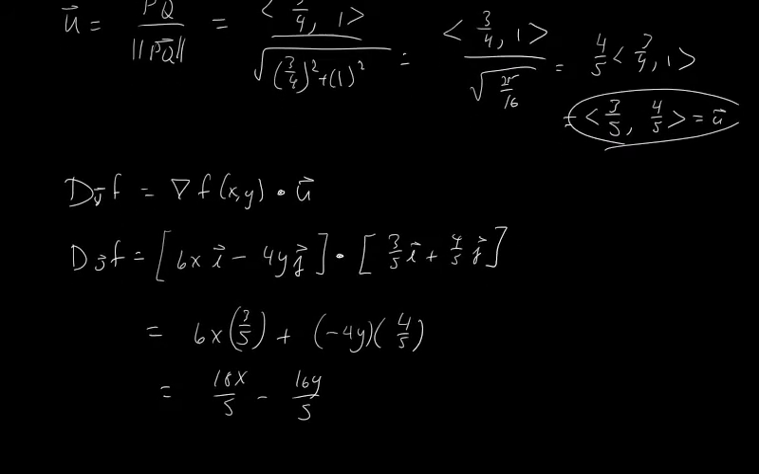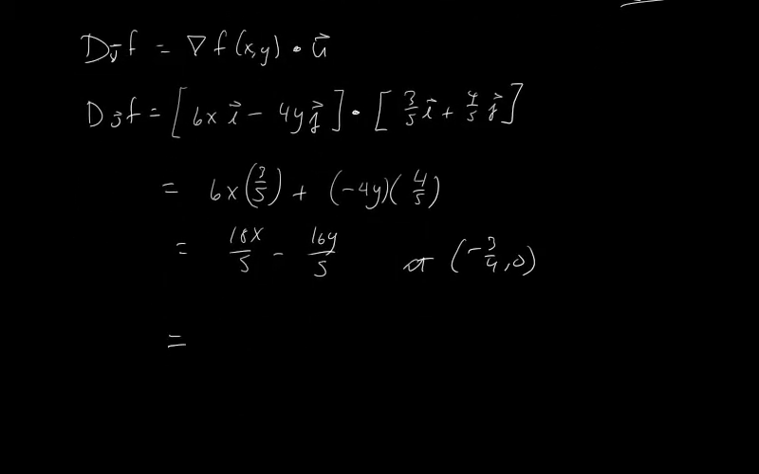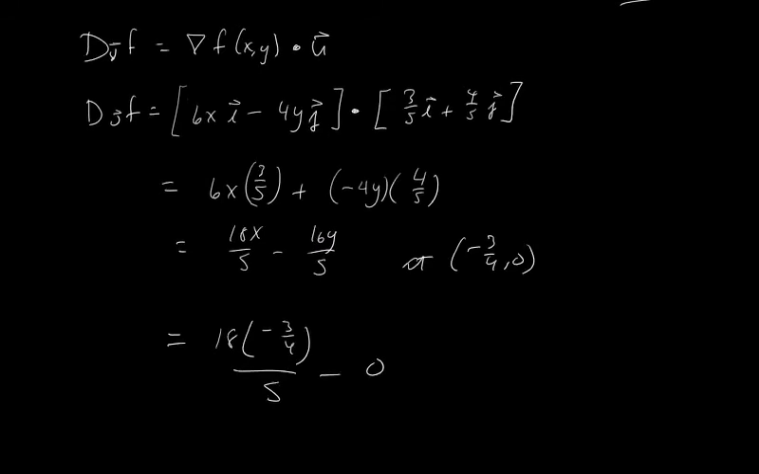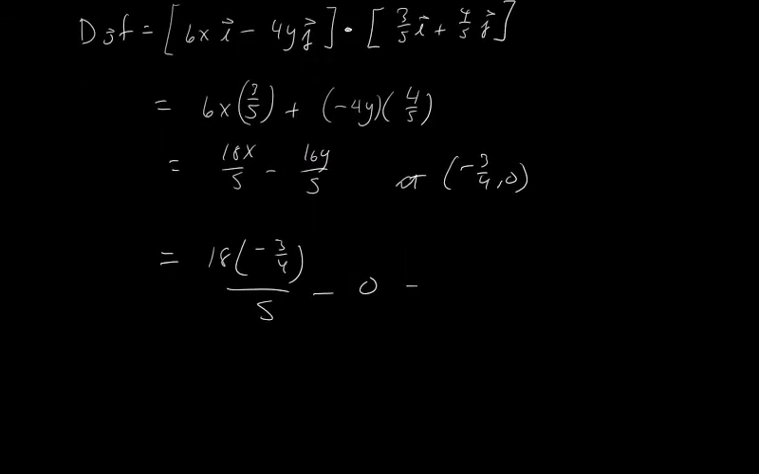And we were looking for this at a specific point. That point was (-3/4, 0). So that's going to be 18 times negative 3/4 over 5 minus 0, plugging in a 0 for y. Then 4 and 18 will reduce a little bit, giving us negative 27 over 2 times 5, which is 10. So our directional derivative in the direction of maximum increase is given by negative 27 over 10.